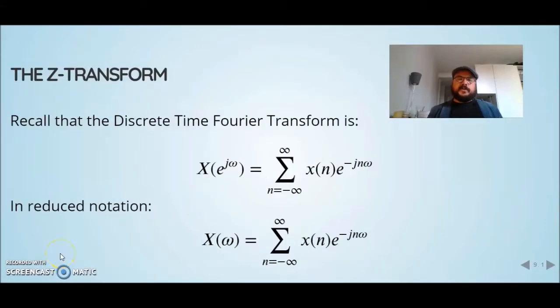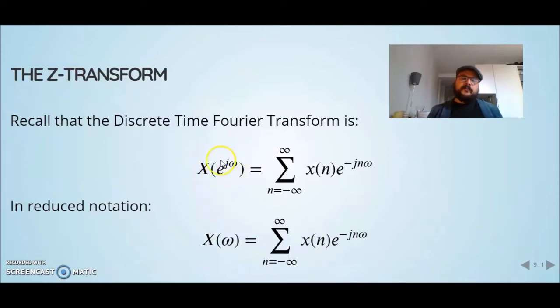We have now reached the Z-transform. It's one of the most powerful transforms for discrete time. And we can see the Z-transform as a generalization of the discrete time Fourier transform, the DTFT. So if we recall the definition of the DTFT, we see this e to the power of j omega, which is a complex number on the unit circle.